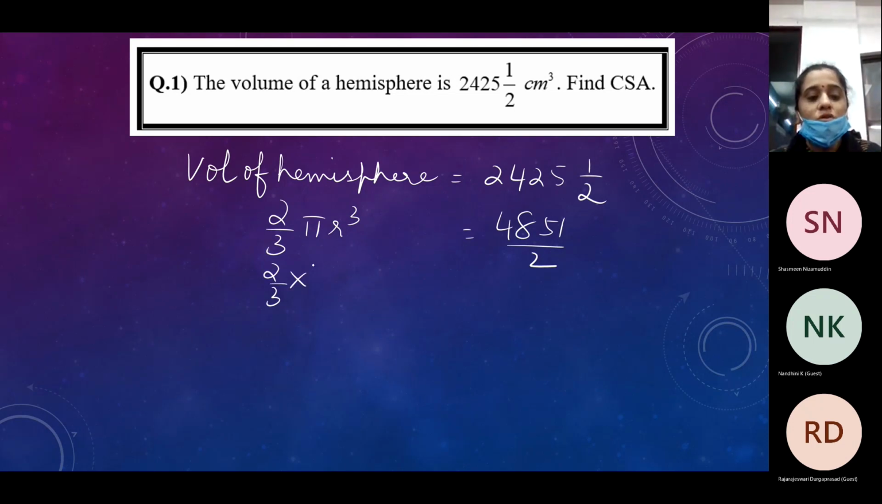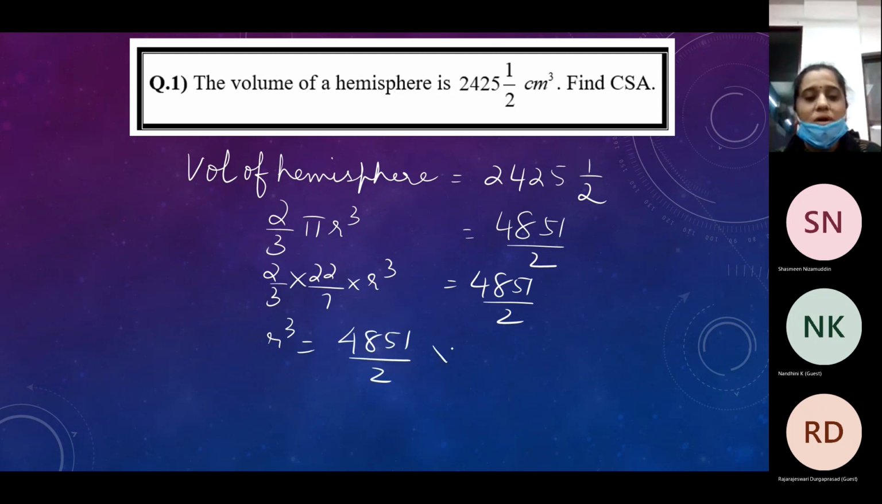So 2 by 3 into 22 by 7 into R cubed is equal to 4851 by 2. So R cubed is equal to, transposing, 4851 divided by 2. 2 by 3 becomes 3 by 2 on the other side, and 22 by 7 becomes 7 by 22. Now, whenever we have 22 in the denominator, mostly some number in the numerator should be divisible by 11 or maybe 22 itself, because 11 twos are 22. It's just a guess.